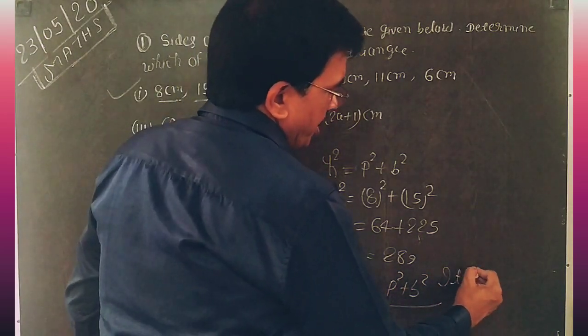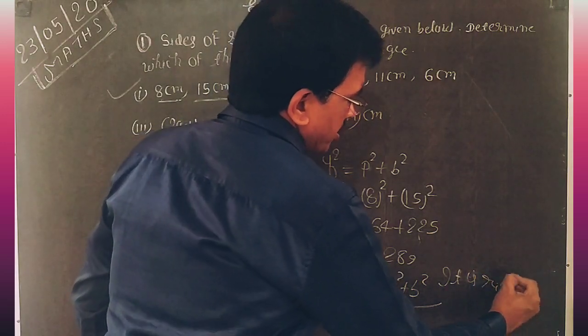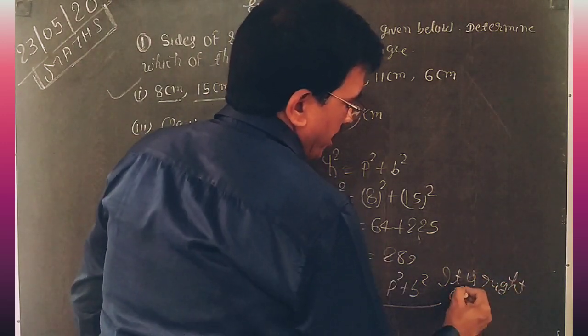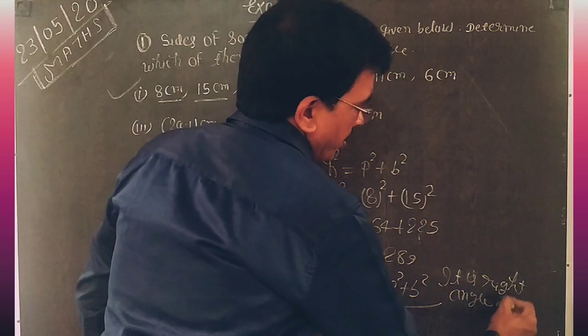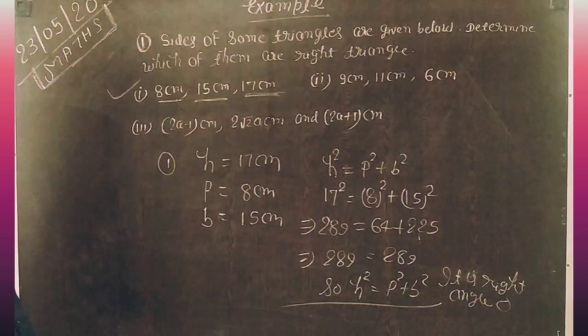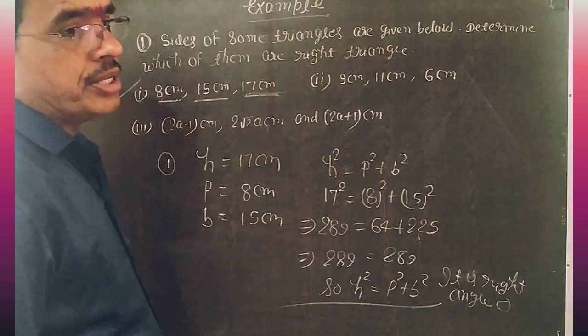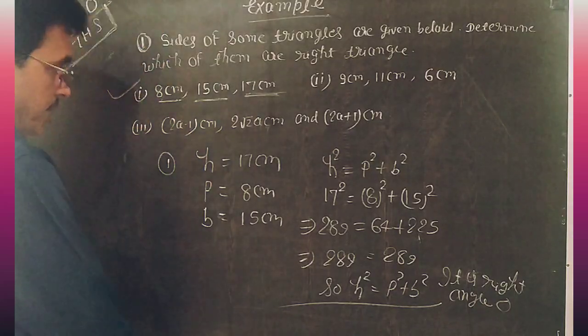So it is a right angle triangle. If it is not equal, then it is not a right angle triangle.